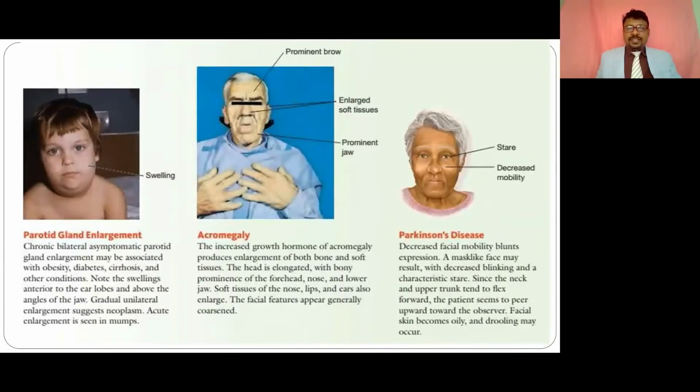Another type of facial abnormality is parotid gland enlargement. You can see here a mumps-like appearance. This is going to be swollen. These parotid glands are located below the jaw. It's chronic and bilateral. Asymptomatic parotid gland enlargement may be associated with obesity. They may get hormonal imbalance with obesity, and also with obesity, diabetes, cirrhosis, that is liver damage, and other conditions. These complications are always associated with other conditions such as diabetes, cirrhosis, and obesity. Note the swelling anterior to the ear lobes and above the angle of the jaw.